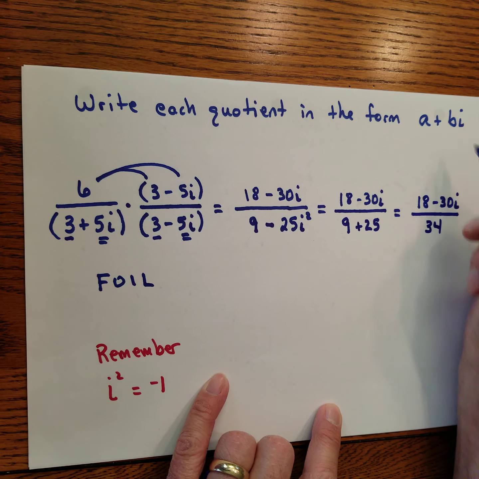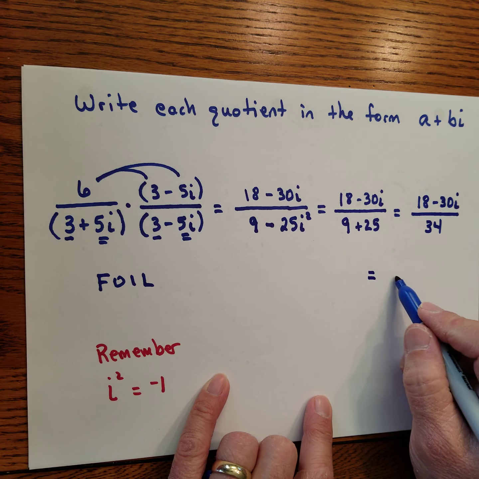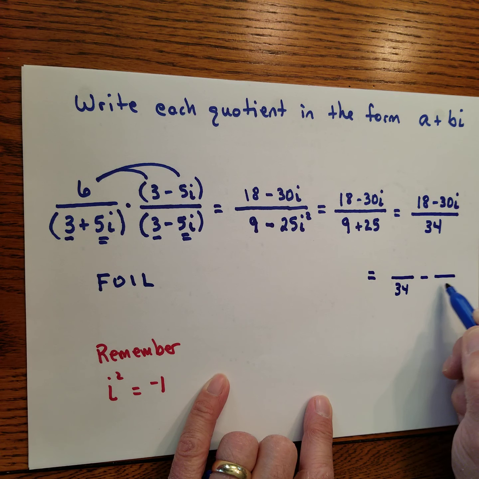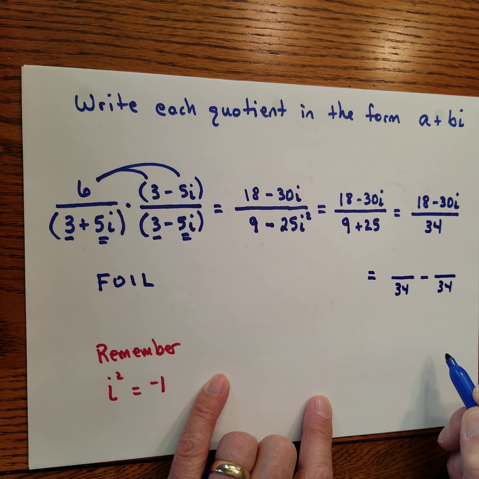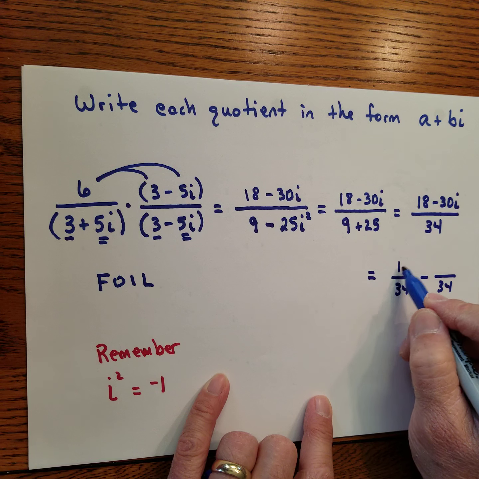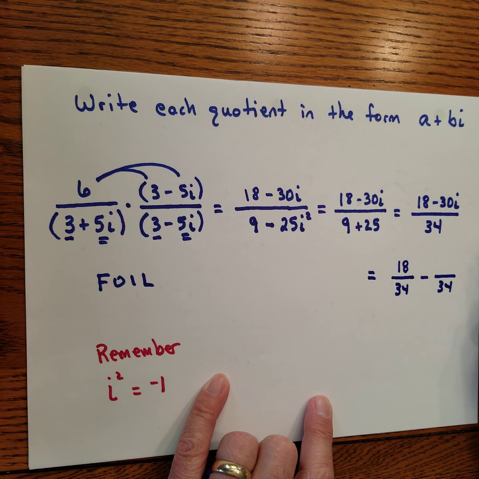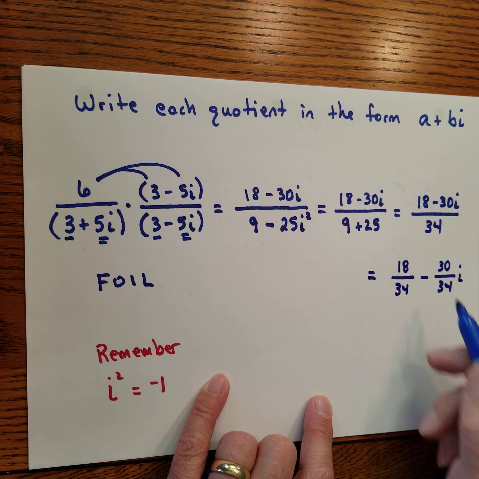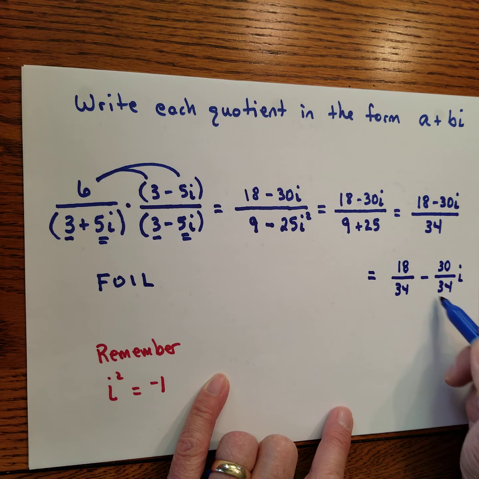Let's see if we can make it look like this. We'll break this into 2 fractions. Each one has a common denominator of 34. One numerator is 18. The other numerator is minus 30. There's minus 30i. Here's the real part. Here's the imaginary part.